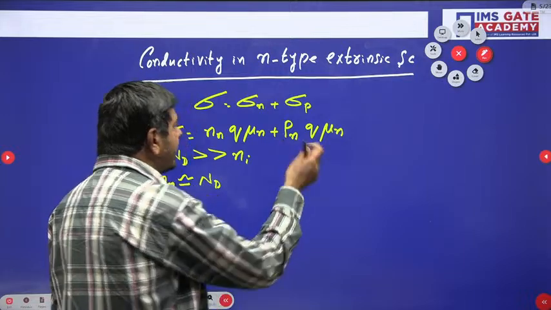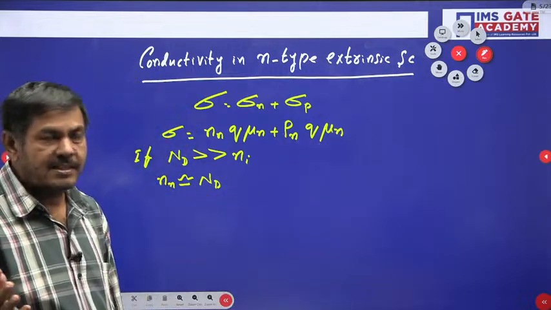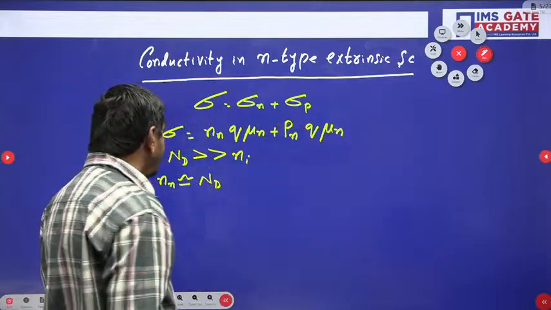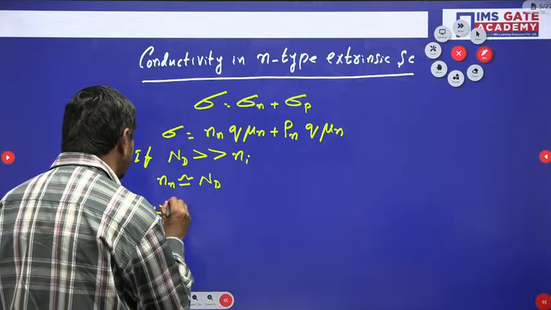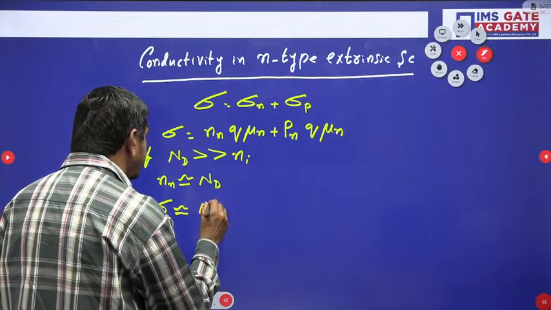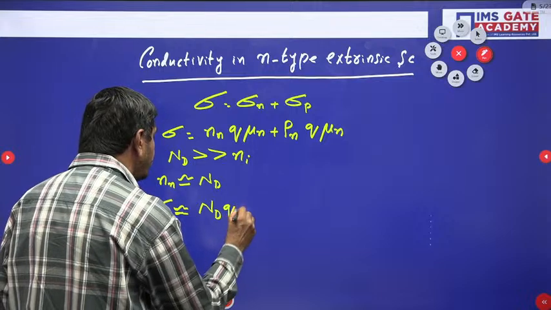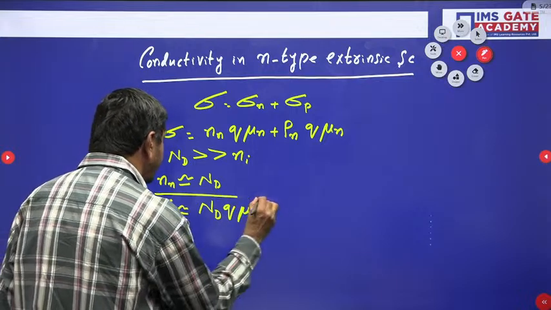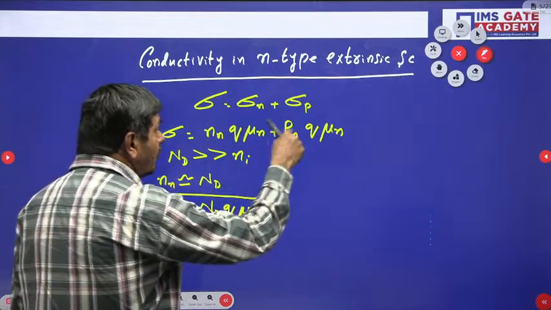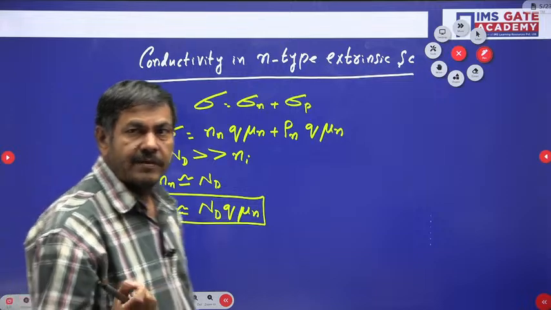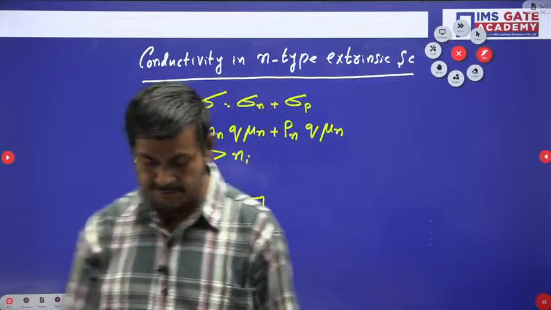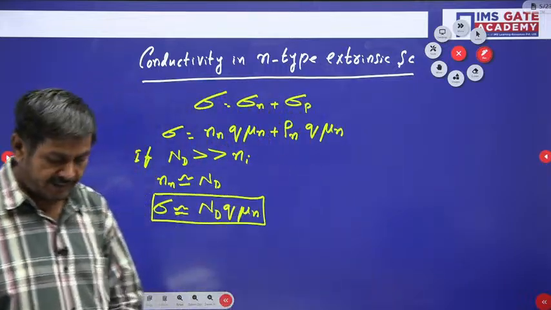But the holes, the minority carriers, are very few. Those charge carriers can be negligible; this concentration is very small in n-type. You can neglect it. Finally, the conductivity sigma in an n-type extrinsic semiconductor is approximately equal to Nd into Q into mu n. The concentration of electrons is more, the concentration of holes is very small, so even if you neglect it, it doesn't matter. Understand my point, that is very important. So by using this formula, you can find it.